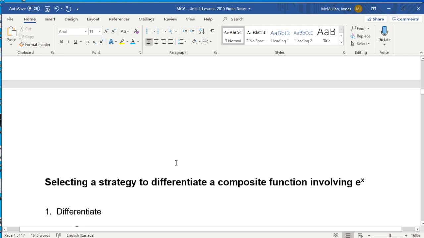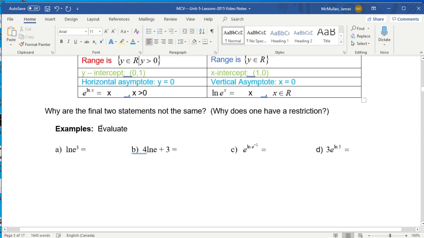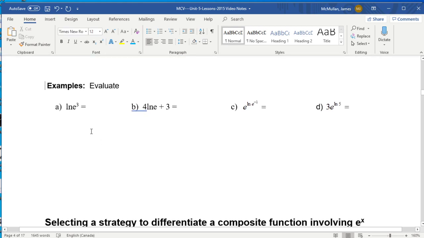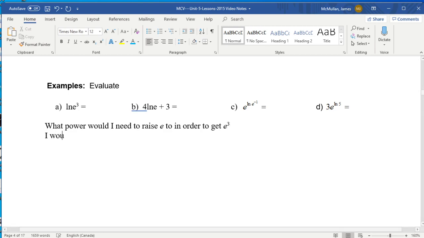Down here it's just asking us to do some practice, and then we're going to take some derivatives, and that'll be it for today. So let's do this right here where we're evaluating the natural logarithm of e to the power of 3. Well, the natural logarithm says, what power would I need to raise e to in order to get e cubed? Well, the answer is obvious. I would need to raise it to the power of 3.